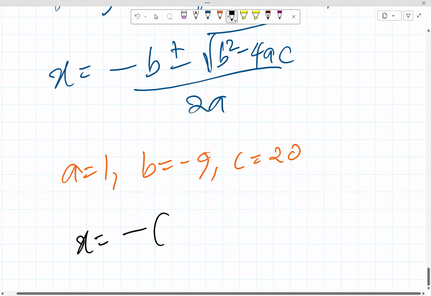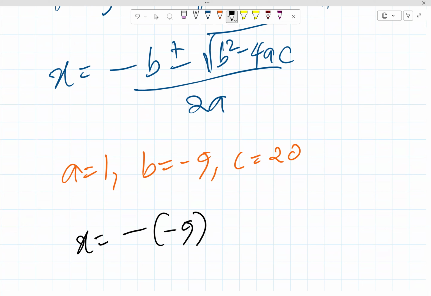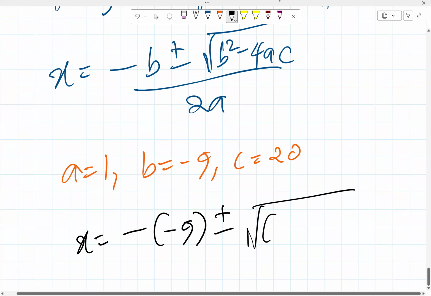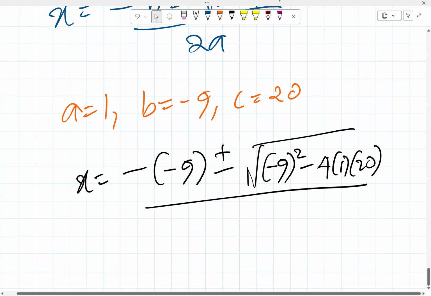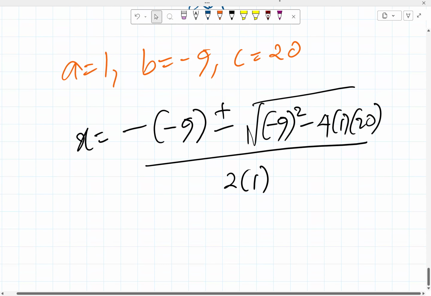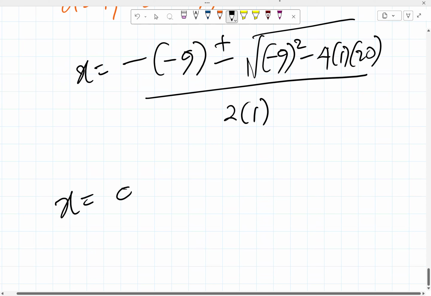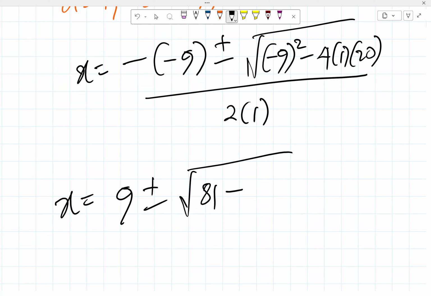minus b, and b is minus 9, so that's minus minus 9. Don't let the minus confuse you. So b is minus 9, so don't lose the sign, because that can scatter everything. So that's square root of b squared, that's minus 9 squared, minus 4 times 1 times 20, all over 2 times a, that's 2 times 1. So we have x is equal to 9 plus or minus square root of 81 minus 4 times 1 times 20, that's 80, all over 2.